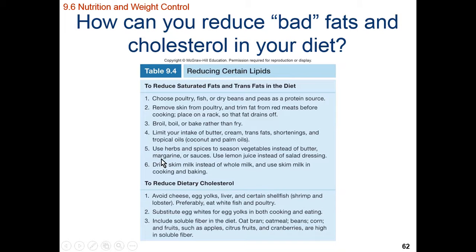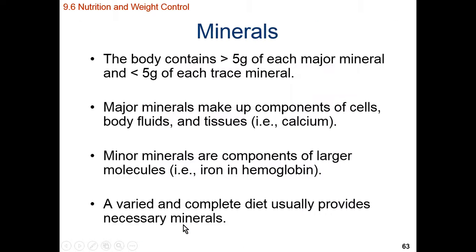And then finally, to reduce dietary cholesterol, you can avoid excessive cheese and egg yolk and liver consumption. You can substitute egg whites for egg yolks in cooking and eating, and you can increase soluble fiber in your diet. Oat bran, for example, oatmeal, beans, apples, and citrus fruits are going to have lots of soluble fiber. Don't have too much soluble fiber, though. That can lead to diarrhea.